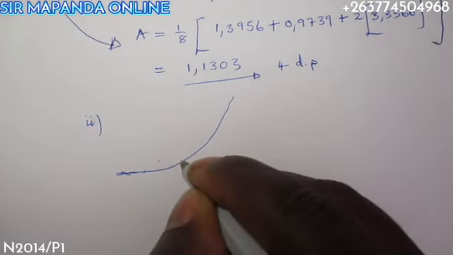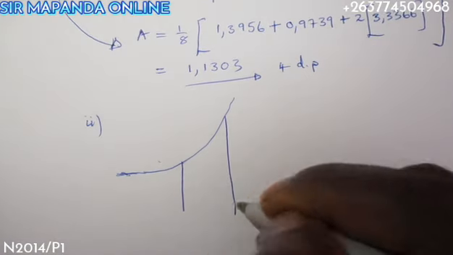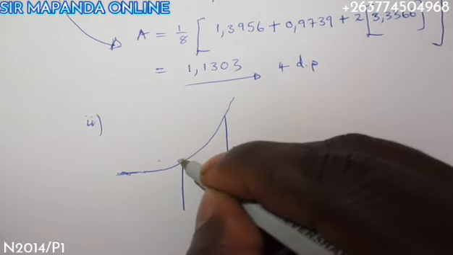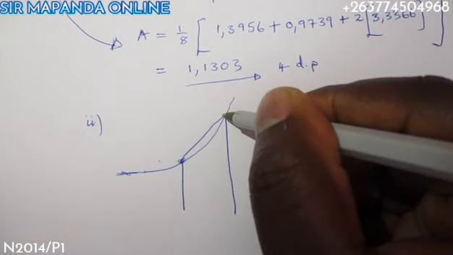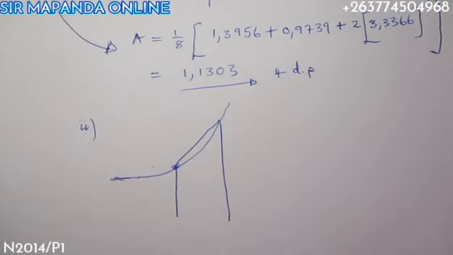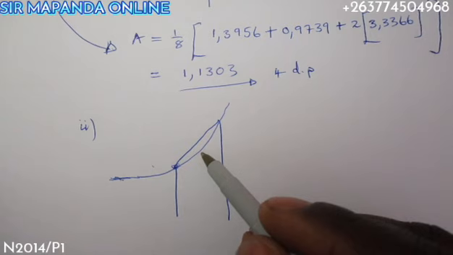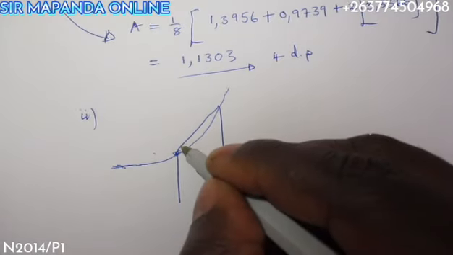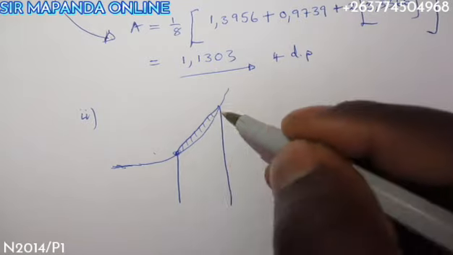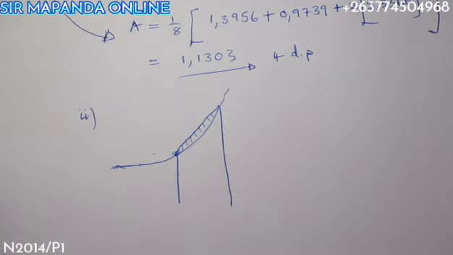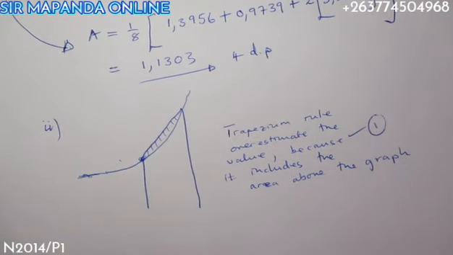Right, so if you draw your sketch, you can clearly notice that the upper part of the trapezium is above the curve. If the upper part of the trapezium is above the curve, it means the trapezium is including the shaded part, which is above the curve and not under the curve. Hence, we say the trapezium rule overestimates the value of this integral because it includes the area above the graph. A single mark for writing that statement.